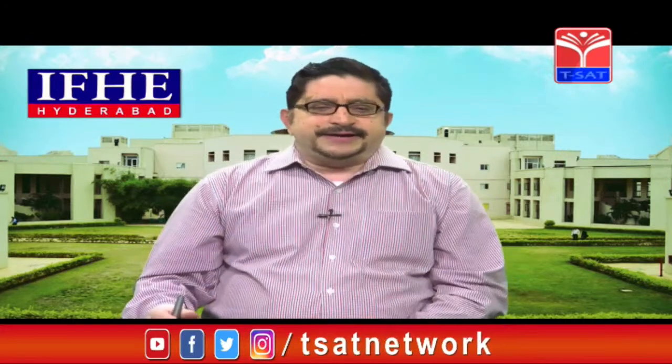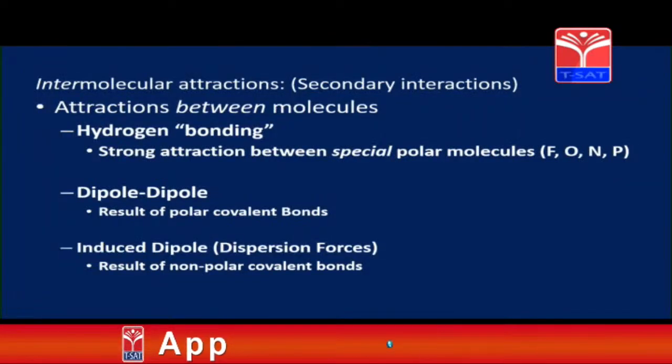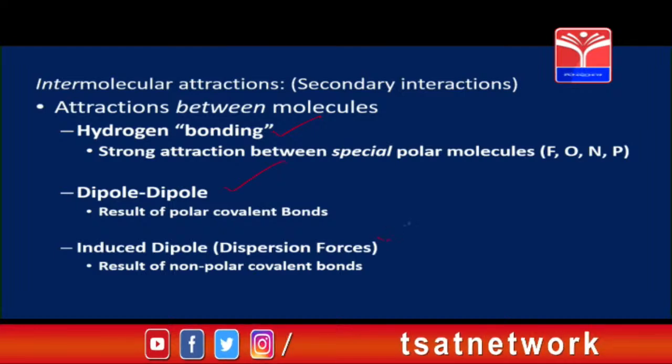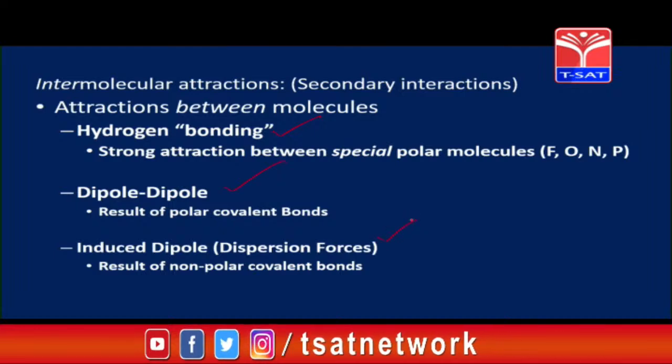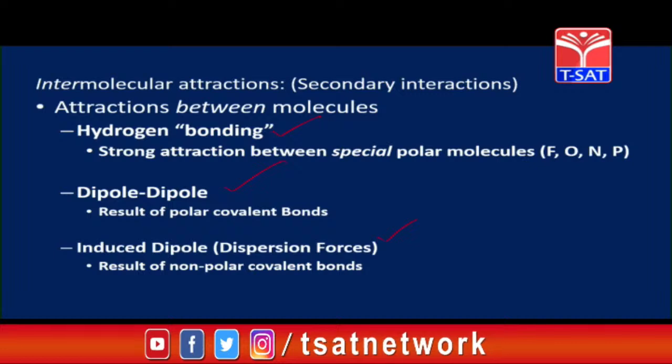Next, we will see the secondary interaction. As I mentioned earlier, secondary interactions are intermolecular interactions that include the attraction between molecules. Examples: hydrogen bonding, dipole-dipole interaction and induced dipole interaction. Hydrogen bonding involves strong attraction between special polar molecules. That means hydrogen bonding is exhibited by those molecules where highly electronegative atoms are present.